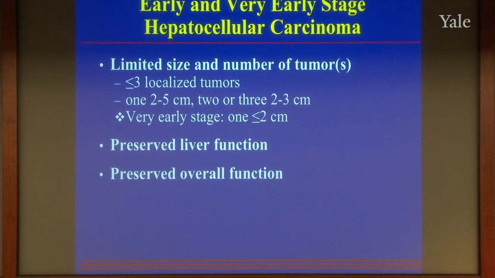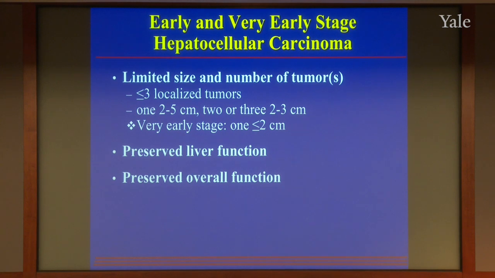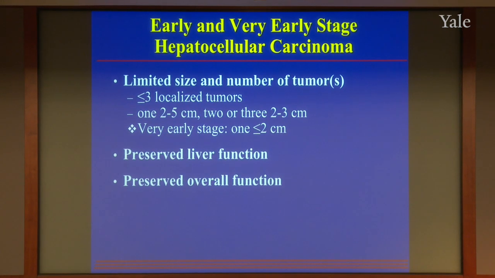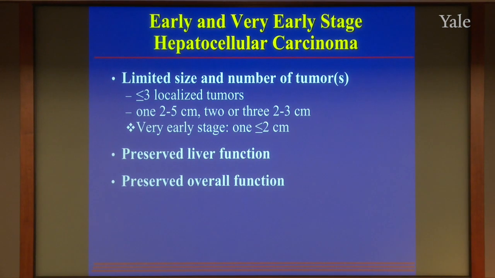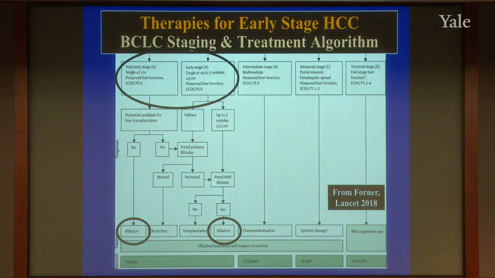Just to remind, what I'm talking about really is early stage and very early stage. So we're talking about less than 5 centimeters for one tumor, less than 3 centimeters for 3, and very early stage is less than 2 centimeters in patients who have preserved liver function and preserved overall function. This we've already seen before. And we also have now seen the BCLC algorithm, which has ablation as a prominent role in these categories of early and very early stage tumor.